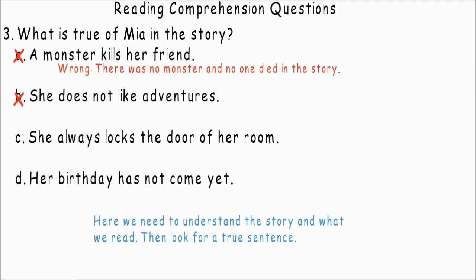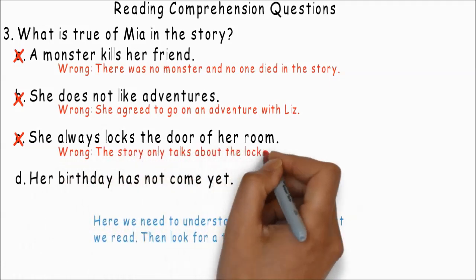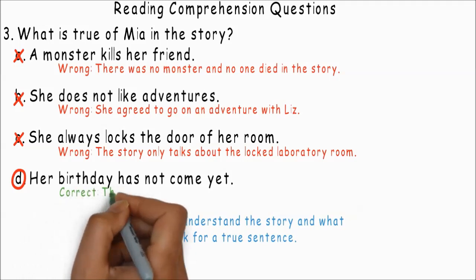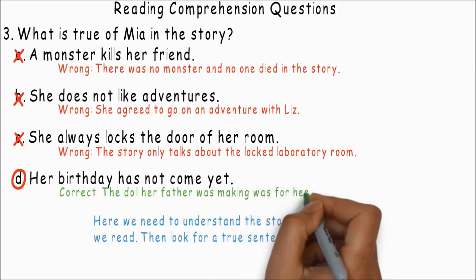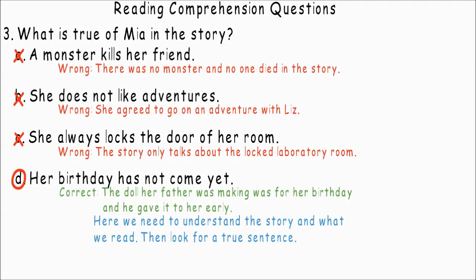It's not B. She agreed to go on an adventure with Liz. It's not C. The story only talks about the locked laboratory room. It doesn't say anything about hers. So it must be D. And it is. This is correct. The doll her father was making was for her birthday. And he gave it to her early. He said it's early. That means her birthday has not come yet.